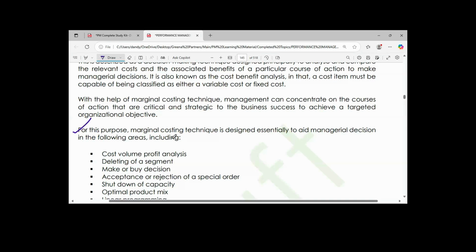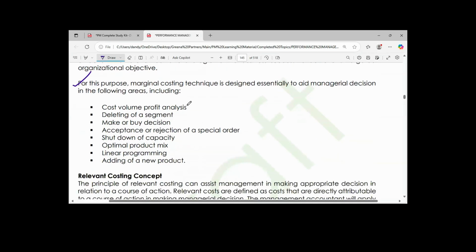marginal costing technique is designed essentially to aid managerial decision in the following areas. 1. Cost volume profit analysis, deleting of a segment, make or buy decision, special order, shutdown of capacity, optimal product mix, linear programming, adding of a new segment, pricing decision. So these are the areas in which you can apply marginal costing technique to aid managerial decision.